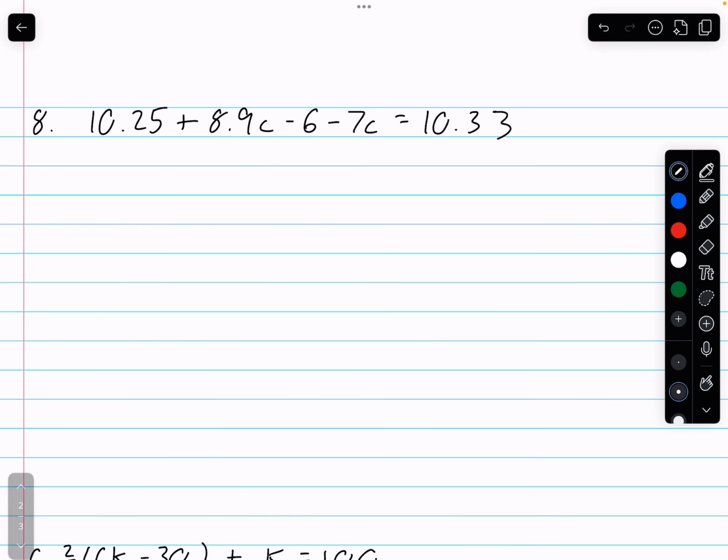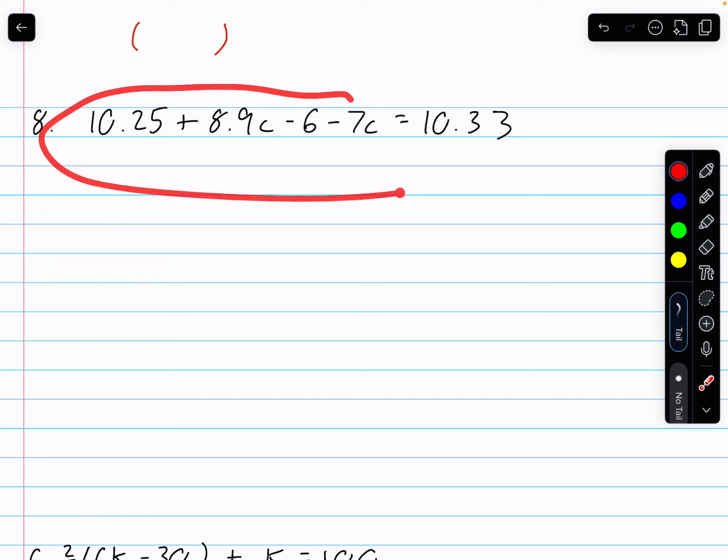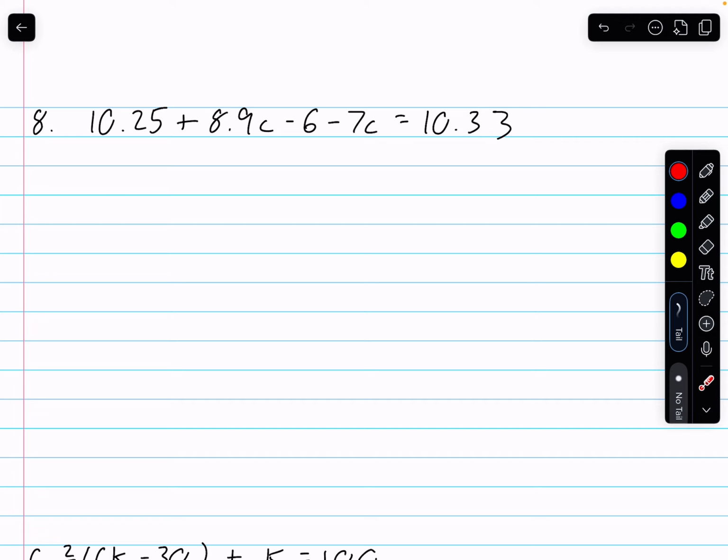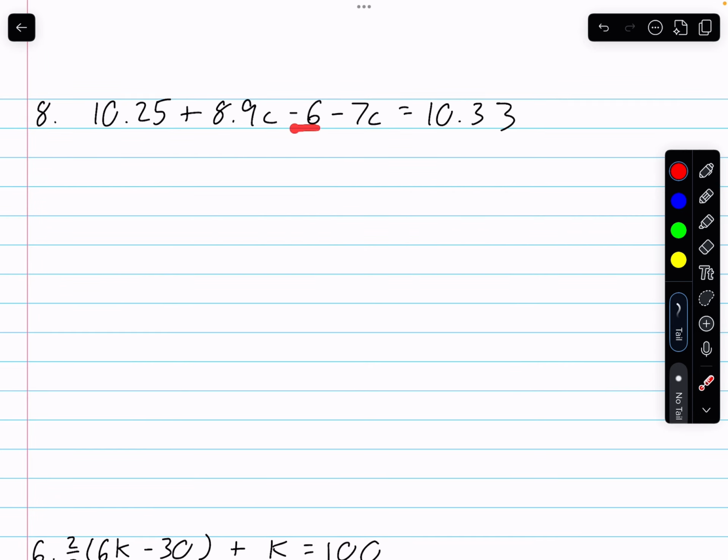My first question that I ask when I'm doing this is, do I have any parentheses? The answer to this one is no. Looking through this problem, you can pretty easily see that there are no parentheses anywhere. My next question is, as I look at either side, do I have two of the same letter or two regular old numbers? Here, I have a 6 and I have a 10.25. Those are both regular numbers. I can put those together.